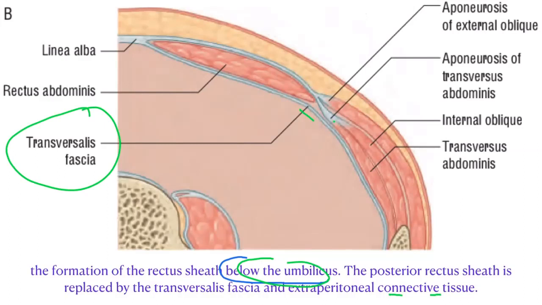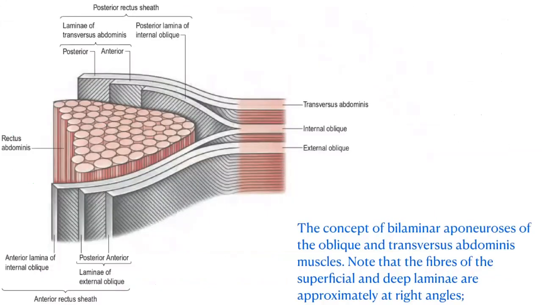Again, this is transverse abdominis, this is aponeurosis of external oblique, right? You will understand the concept more clearly in this diagram. You see, the concept of bilaminar aponeurosis of oblique and transverse abdominis muscle. Note the fibers of the superficial. You see, this is the rectus abdominis muscle, right? So the rectus sheath coming. You see, this is the anterior rectus sheath, right?